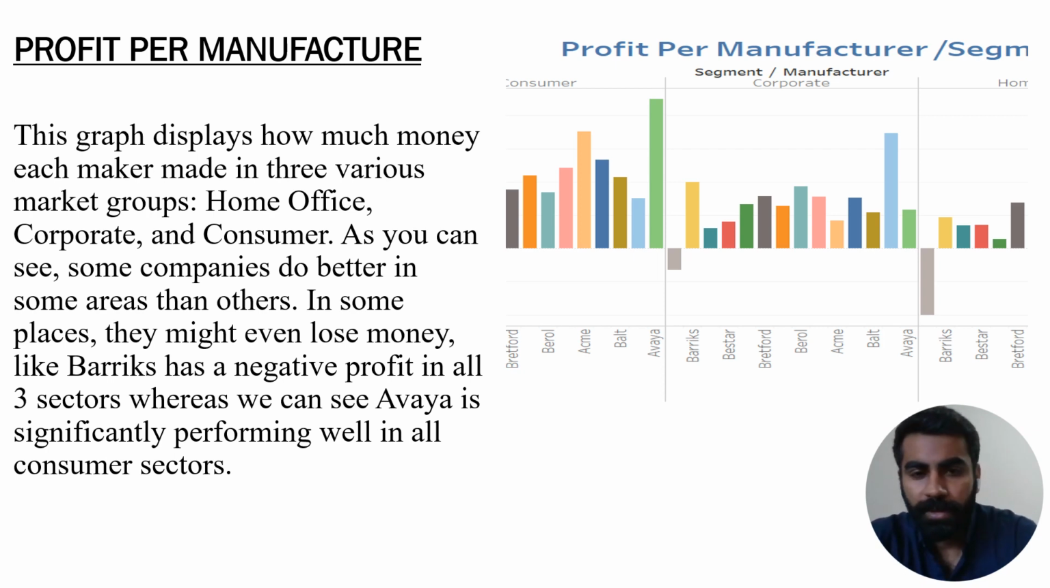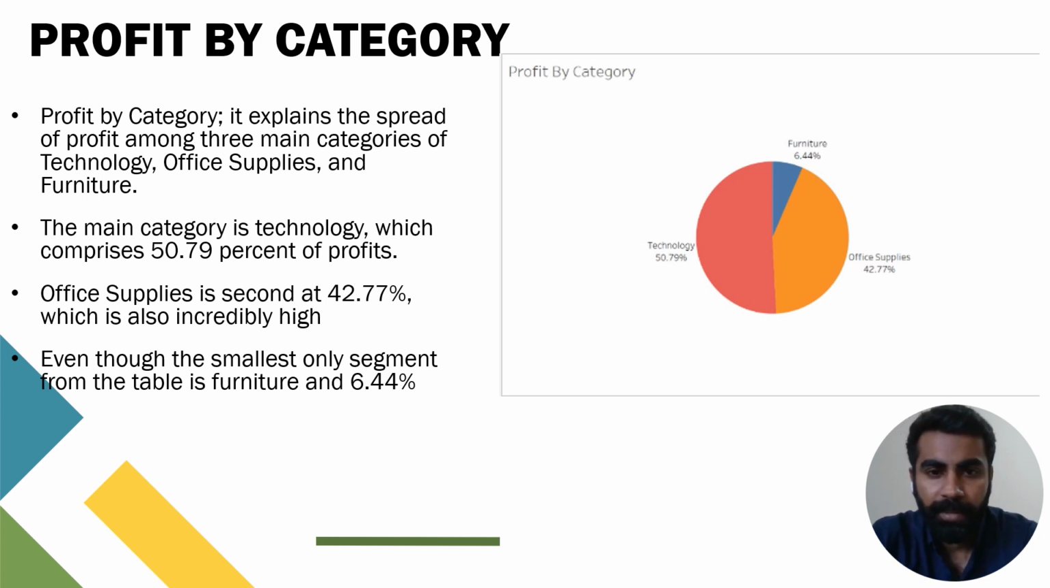So moving towards the next slide, we have got profit by category. We have three categories over here, which are technology, furniture, and office supplies. Here, technology is the leading category, accounting for just over a half of the total profit at 50.79%. This suggests that technology products or services are the most profitable segment for this business.